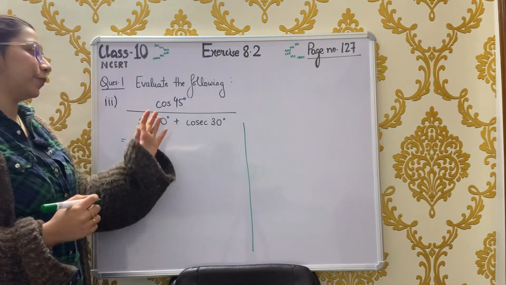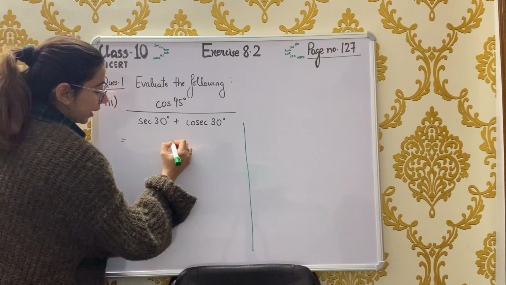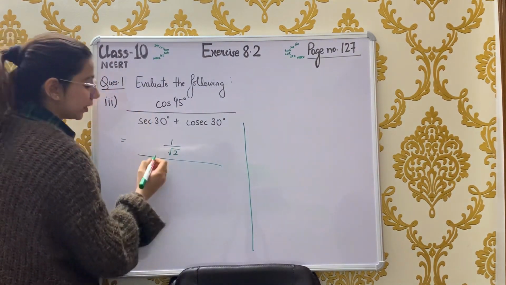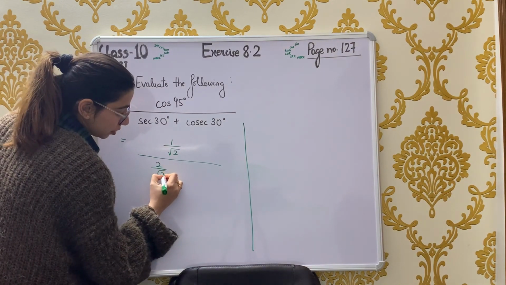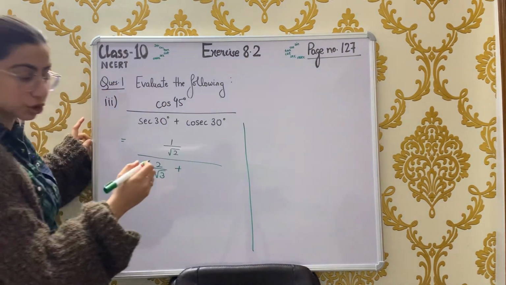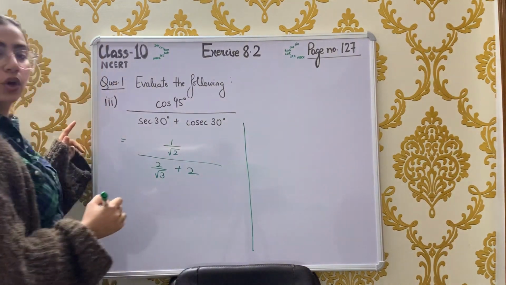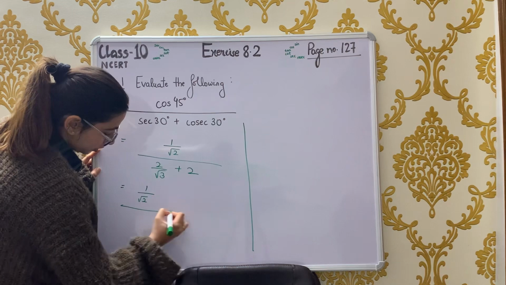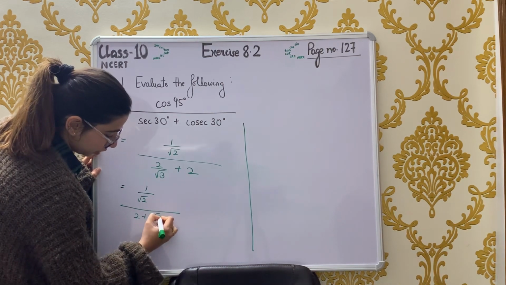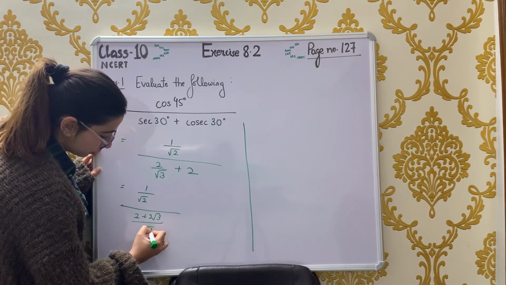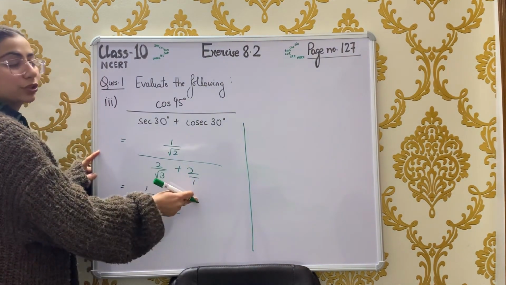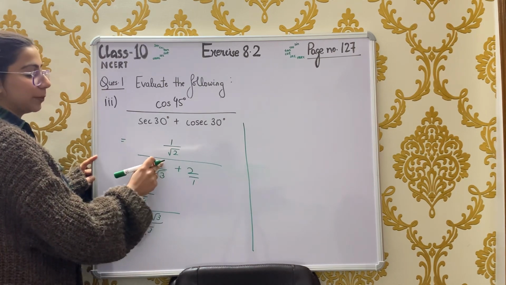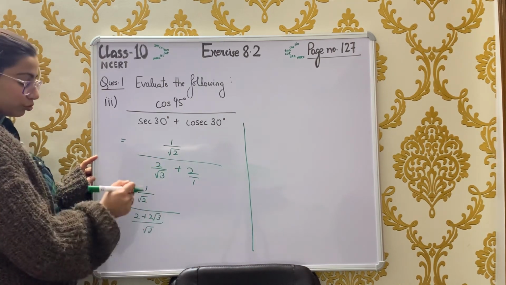Coming to the third part, putting the values of this, cos 45 is 1 by root 2. Secant 30 is 2 by root 3. And cosecant 30 is 2. Okay. Now, taking the LCM in the denominator, 2 plus 2 root 3 by root 3. Because here it's just 1. So, LCM would be root 3. And root 3 is going to get multiplied by 2. And here we already have that. So, it's going to be 2 into 1. So, it's going to be 2 plus 2 root 3.